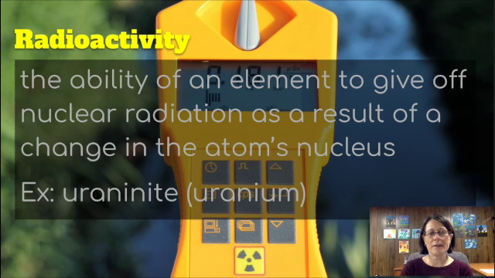And the last one is radioactivity, which I'm not going to be able to show you in class. I do not have any radioactive minerals, but this is the ability of an element to give off nuclear radiation as a result of a change in the atom's nucleus. This could be dangerous. That's why I don't have it. An example is uraninite from uranium. You would need an instrument called a Geiger counter, and that Geiger counter would pick up the radiation. So if you're not sure about what a mineral was, if it looked like two, and one was radioactive and one not, you would be able to use this instrument to tell.